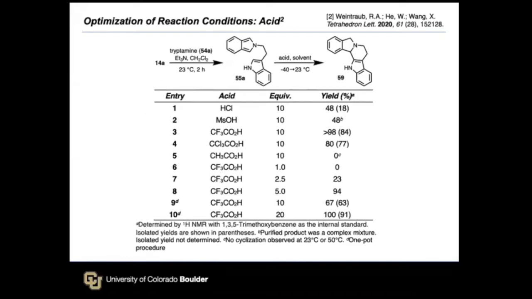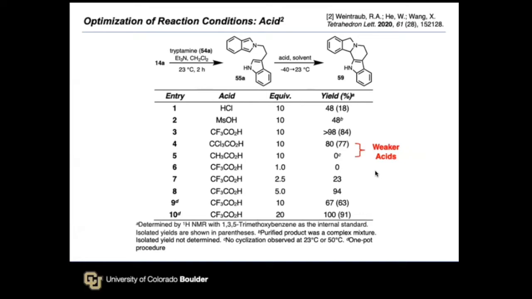Next, we screened acids of varying strengths, and TFA seemed to hit the sweet spot in terms of acid strength. The stronger acids, HCl and mesic acid, gave significantly lower yields and resulted in complex mixtures. Acids weaker than TFA gave lower yields, and no cyclization was observed at all for acetic acid, which is entry 5.